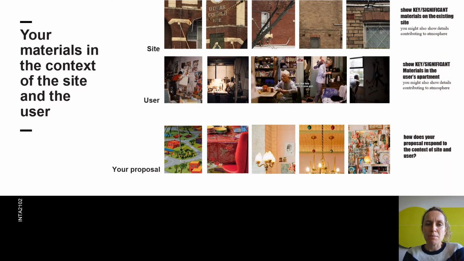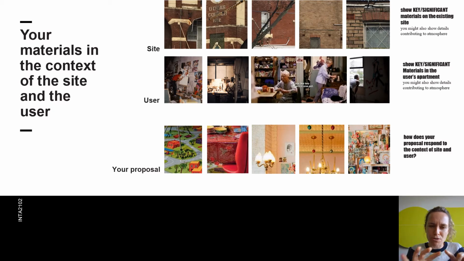So for the material palette relating to the site, we'd like you to show key or significant materials on the existing site. You might also start to show details, so patterns that you found, key junctions which communicate how one material might relate to another. Same thing for the user.